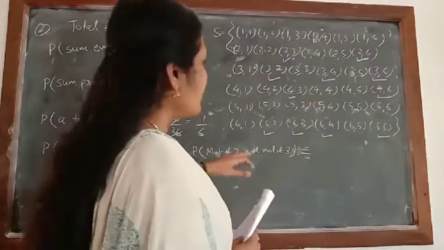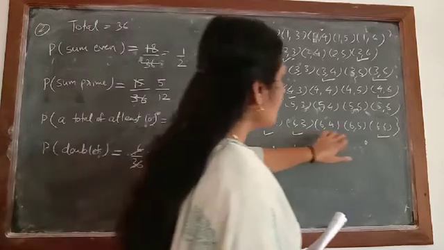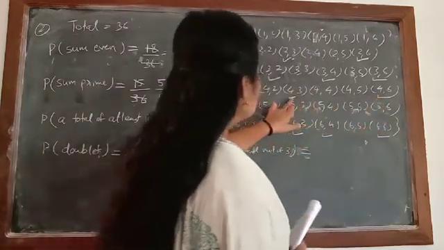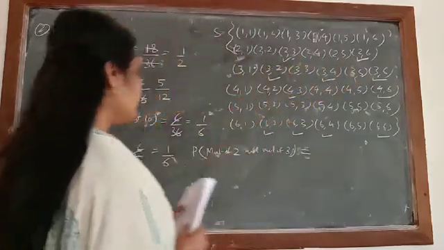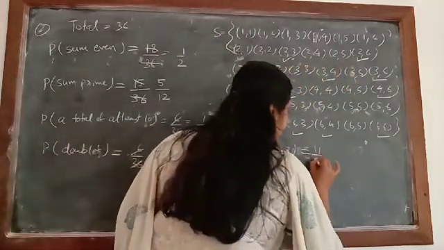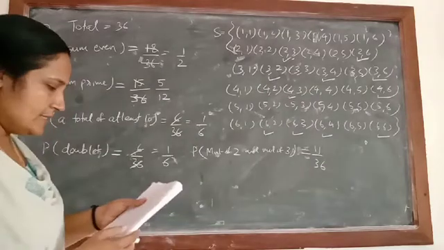So just to check how many cases are there: 1, 2, 3, 4, 5, 6, 7, 8, 9, 10, 11 cases are there. So the probability will be equal to 11 by 36.